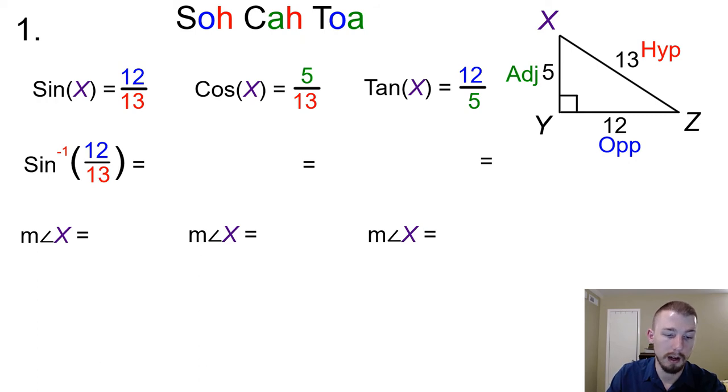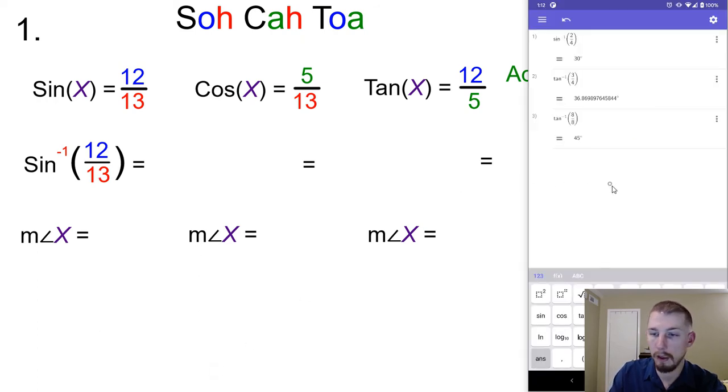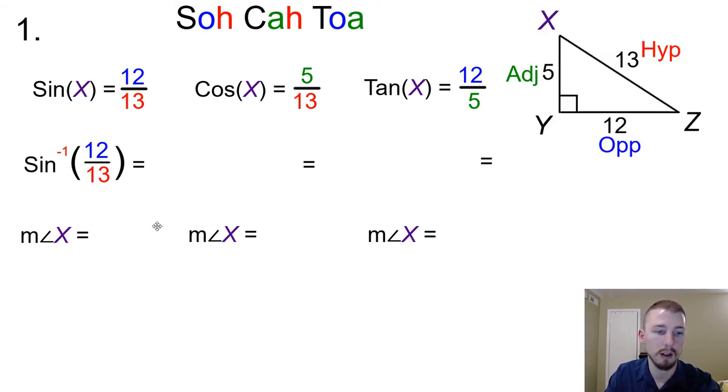So I'm going to put that in the calculator real quick. So we're going to go to function, so sine inverse of 12 divided by 13, which is going to give us 67.38. All right, so we get 67.38 degrees.